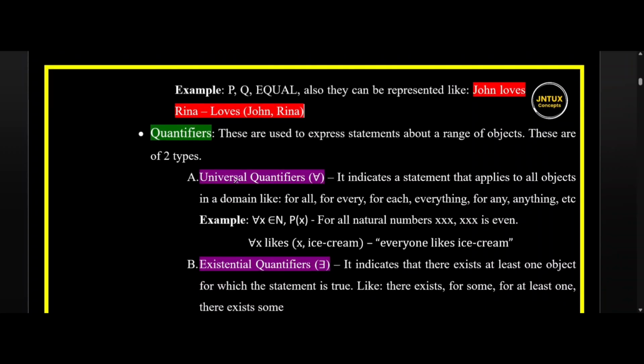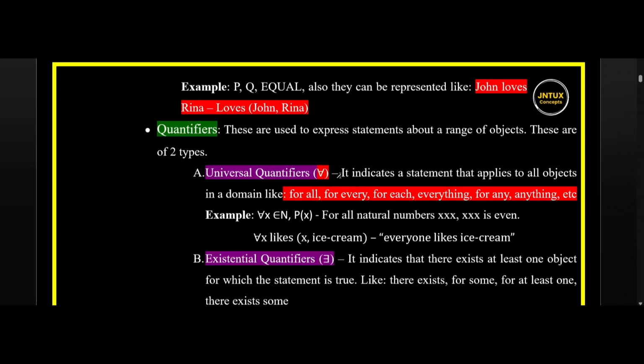The first one is universal quantifiers. It indicates a statement that applies to all objects in a domain, like for all, for every, for each, everything, for any, anything, etc. This is the symbol used for universal quantifiers. I have given an example so that you can understand it in a better way. For all x likes x comma ice cream, this particular statement means everyone likes ice cream.